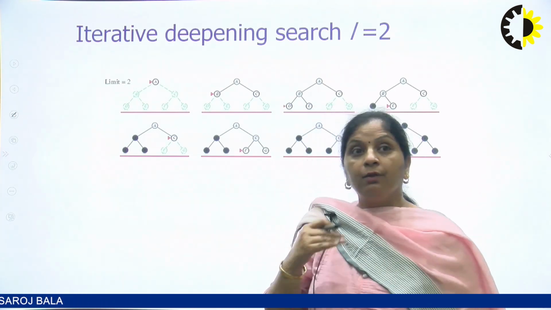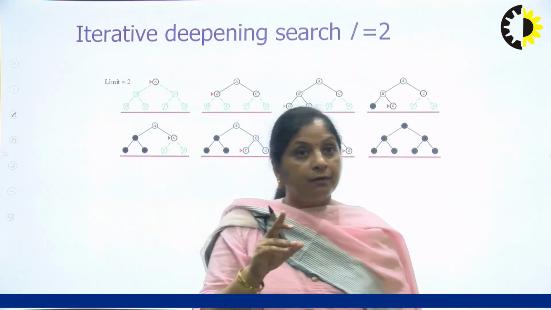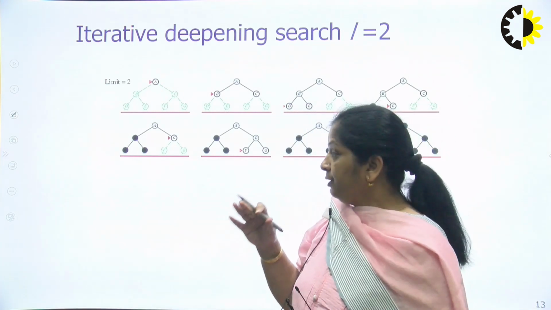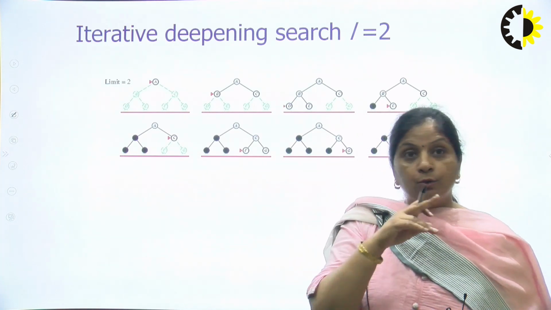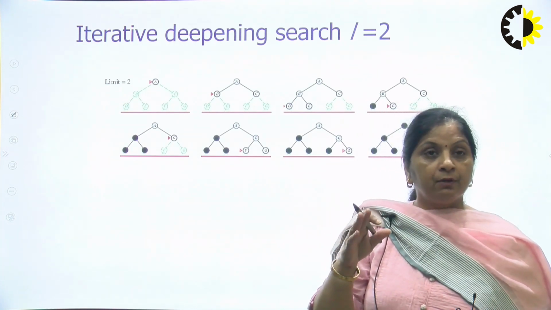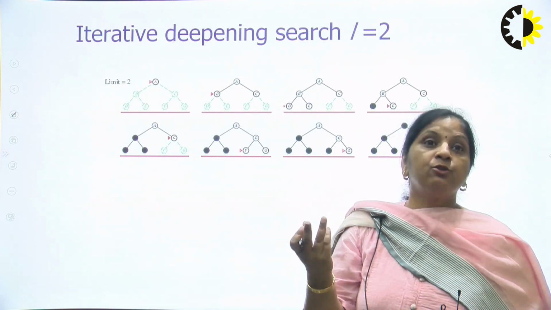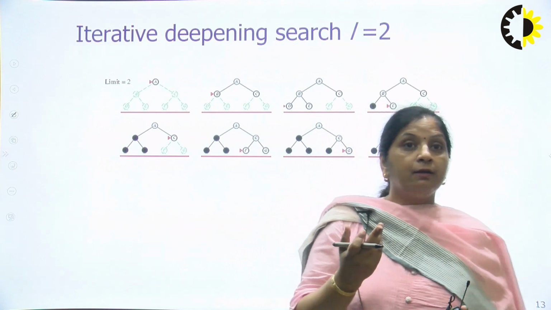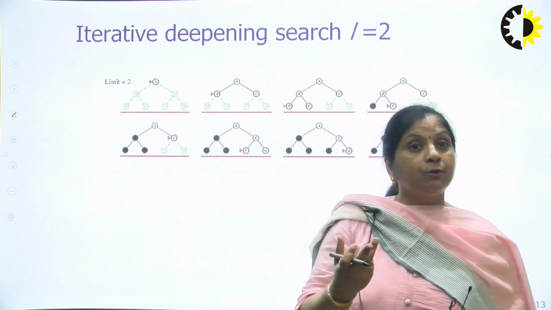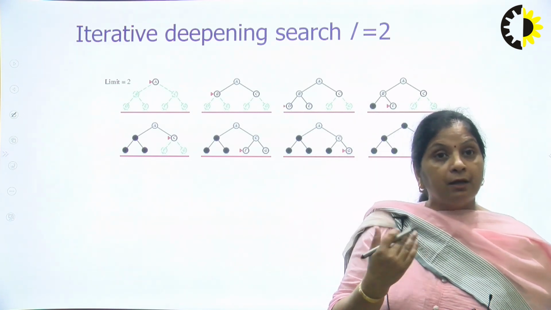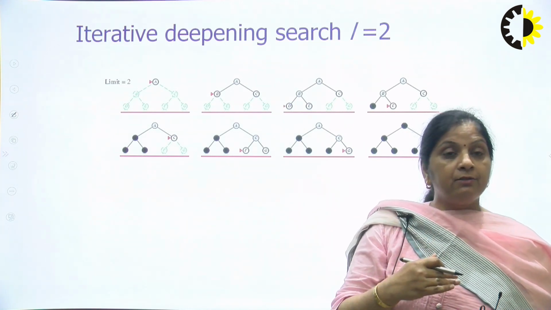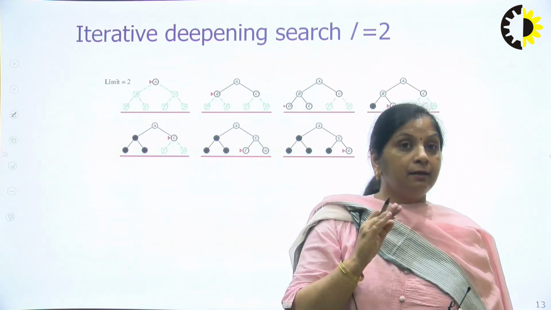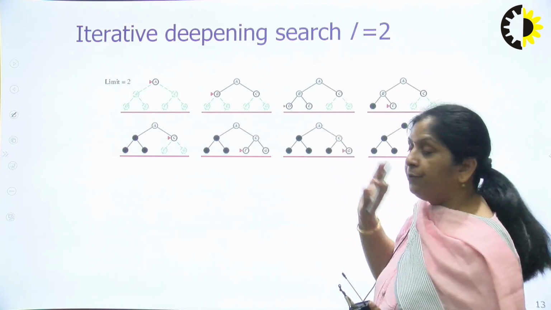So by taking limit 1 on the last slide, what we tried was to go level wise. Okay, but we didn't. So by taking just one depth, we actually applied something similar to BFS. Okay, but now we didn't find a solution here, so we gradually increase the limit. Now we are having up to 2 depth.